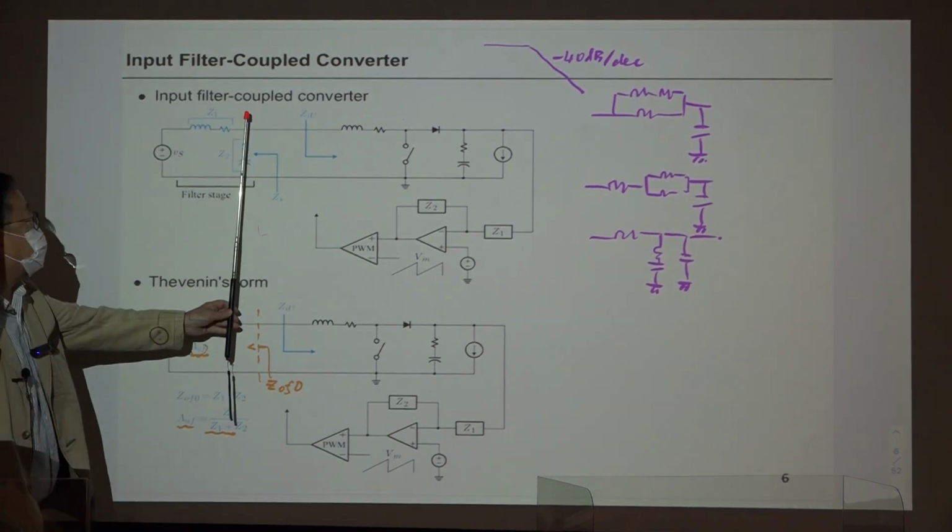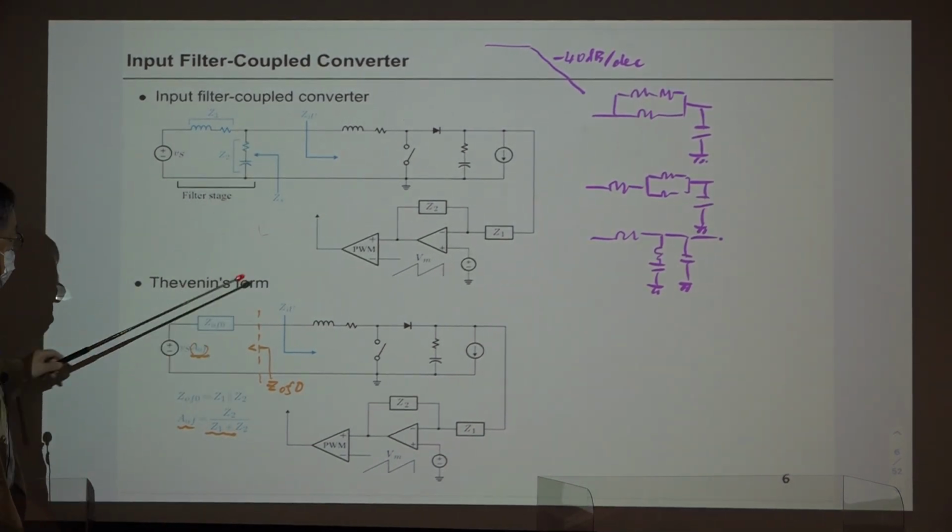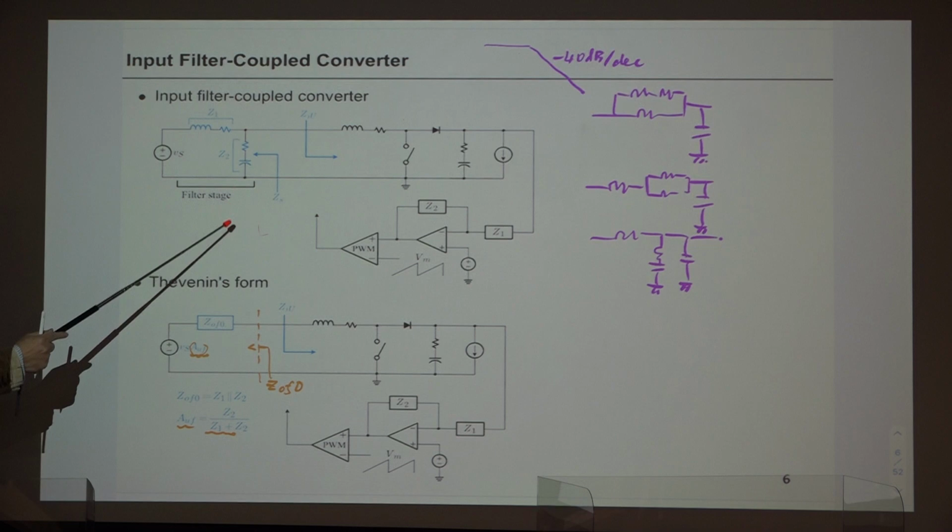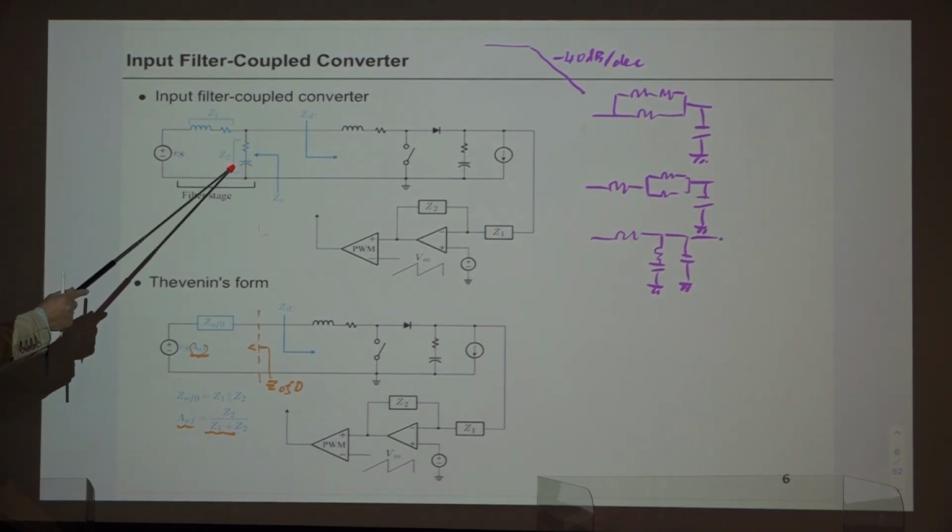So you have this structure, and this will be simplified to this. You use Thevenin's theorem, and this is the G1, and this is the G2.